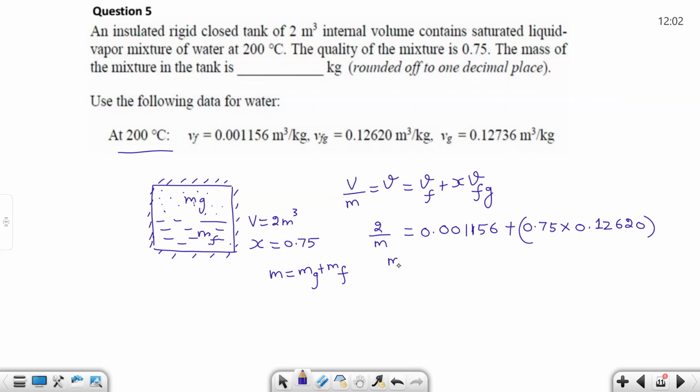So the mass will be 20.88 kilogram. Rounded off to 1 decimal place, 20.9 is the answer for this question.